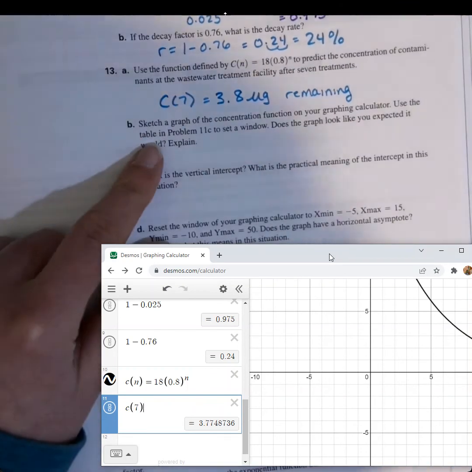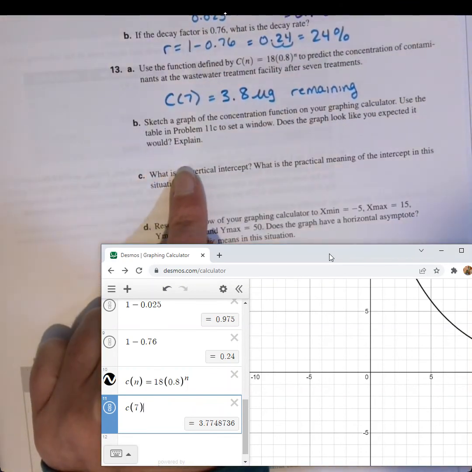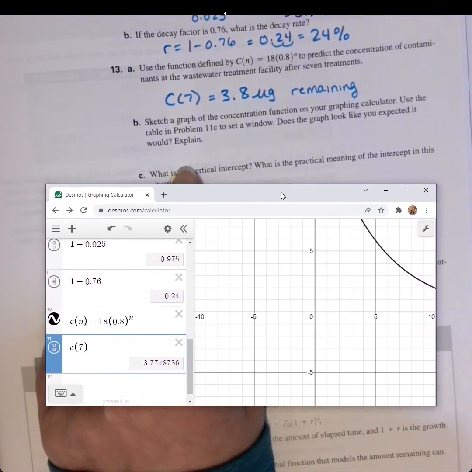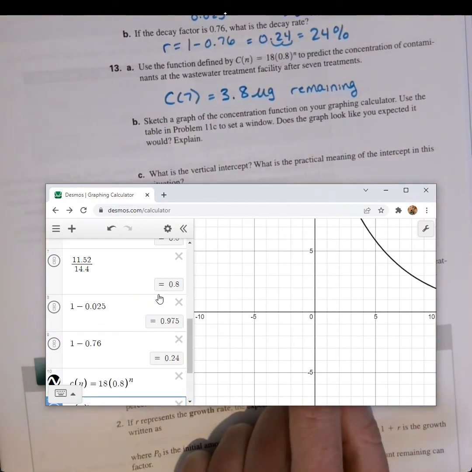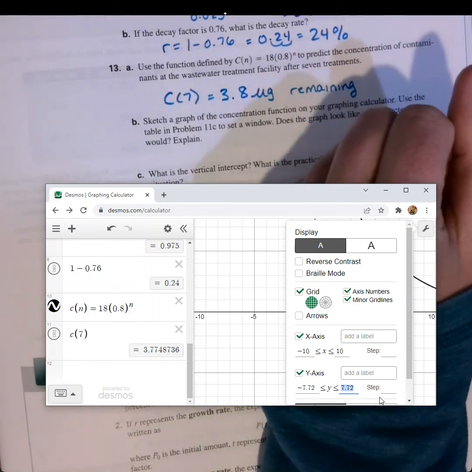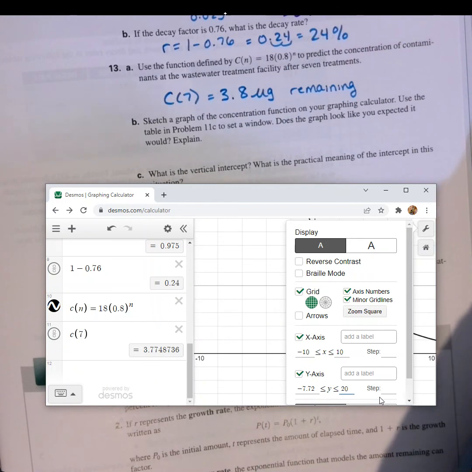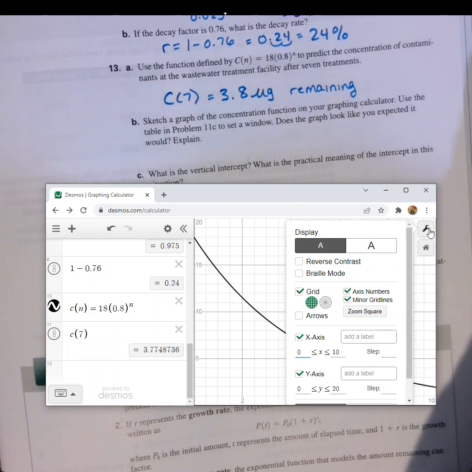Okay, sketch the concentration on the calculator. Use something, 11C, to set the window. What's 11C? Oh, the table. Well, I'll just set the window myself because I want to type the table in. I know that the highest output is going to be 18. I'm just going to shoot a little bit above 18. Let's say 20. I'm going to go to 0 because I know this can't go below 0. We can't go below 0 over here. And 10 treatments sounds good.